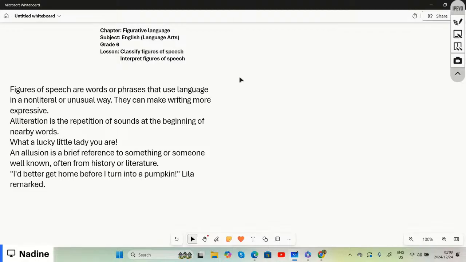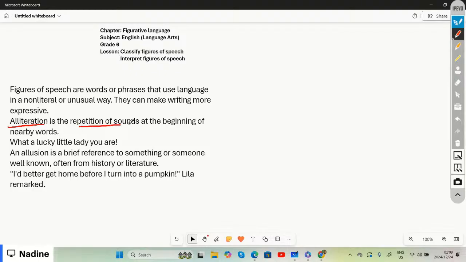So now if we look at one of our figures of speech, we have alliteration. And with alliteration, alliteration is the repetition of sounds at the beginning of nearby words. So it's like you are repeating the same sounds.